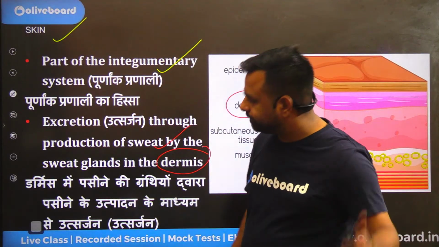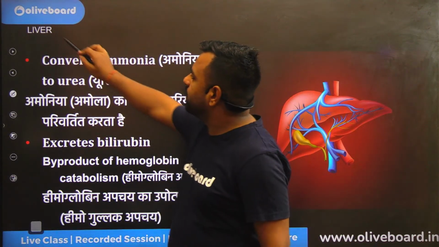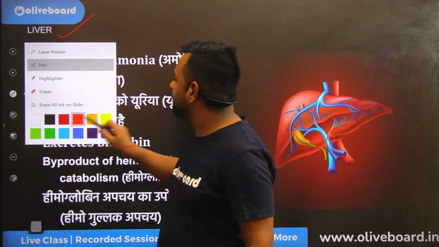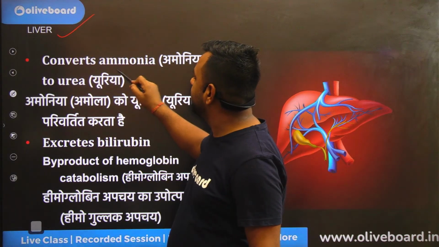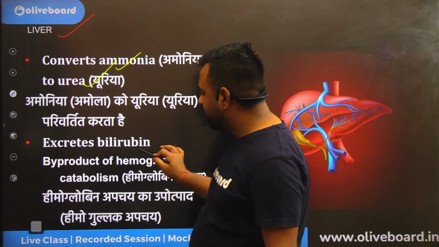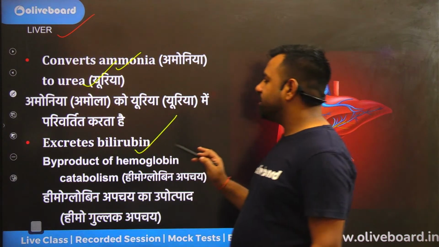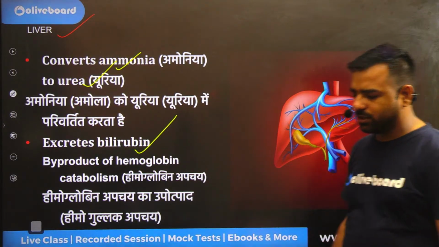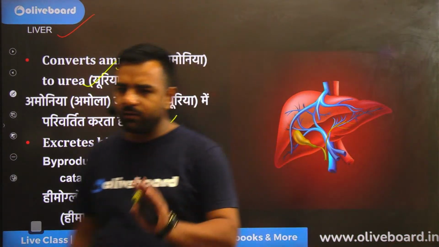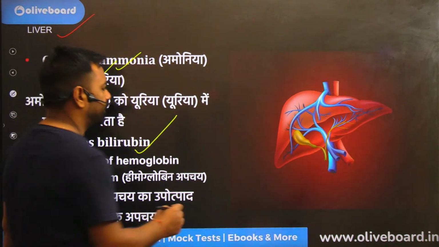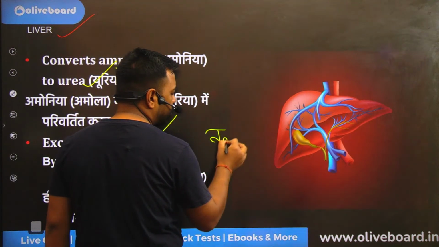Okay, next. Talking about the liver, what was the liver doing? The liver was converting ammonia into urea, and it also excretes bilirubin, which is the byproduct of hemoglobin catabolism. Here, I want to give you one more example. Pavan, are you aware of this issue that is jaundice?